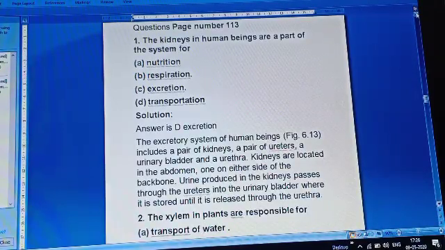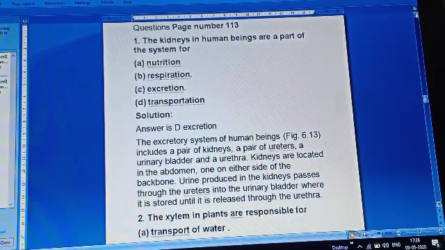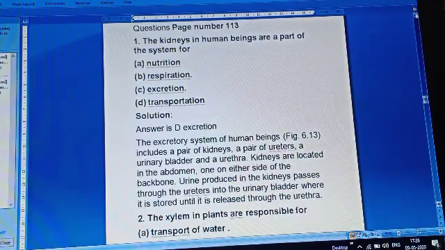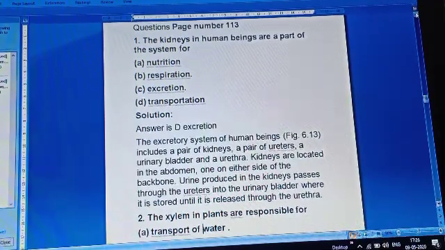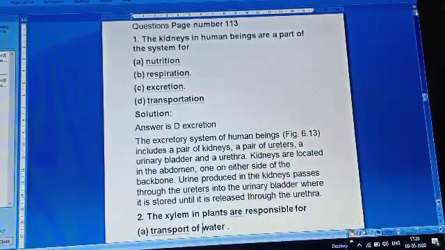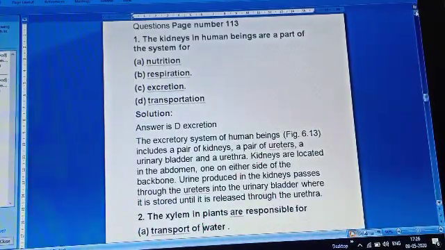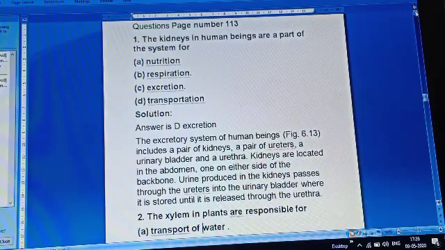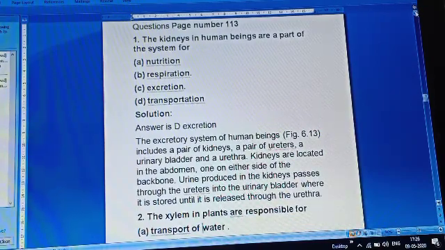The kidney in human beings is a part of the system for nutrition, respiration, excretion, or transportation. Which is the right answer? As we know, the kidney is the main unit of excretion. So the answer is D.